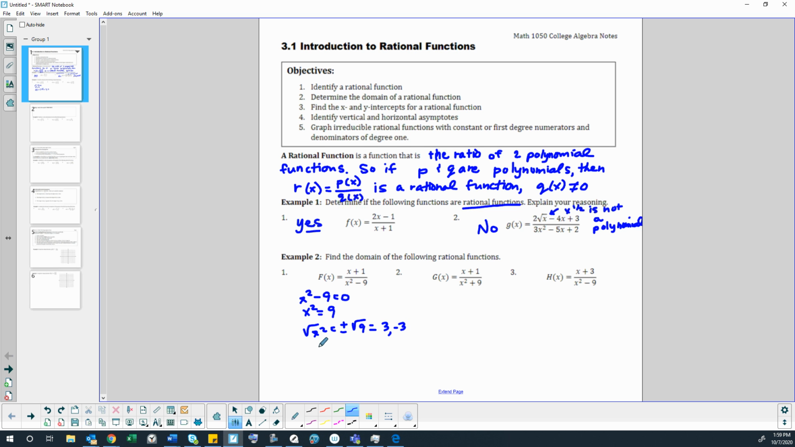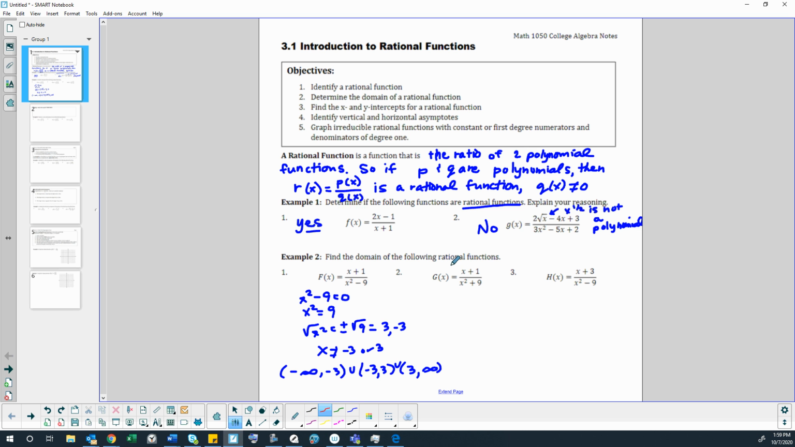So our domain can be written in set notation as x cannot equal negative 3 or 3, or in interval notation we could write it as negative infinity to negative 3, negative 3 to 3, and 3 to infinity.